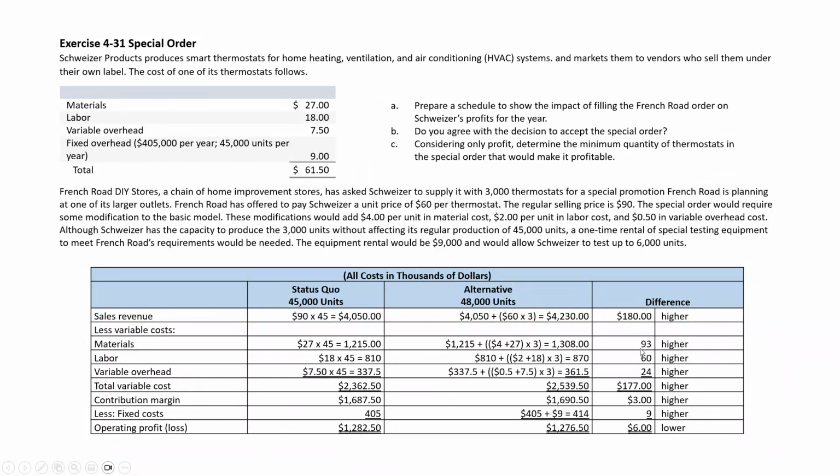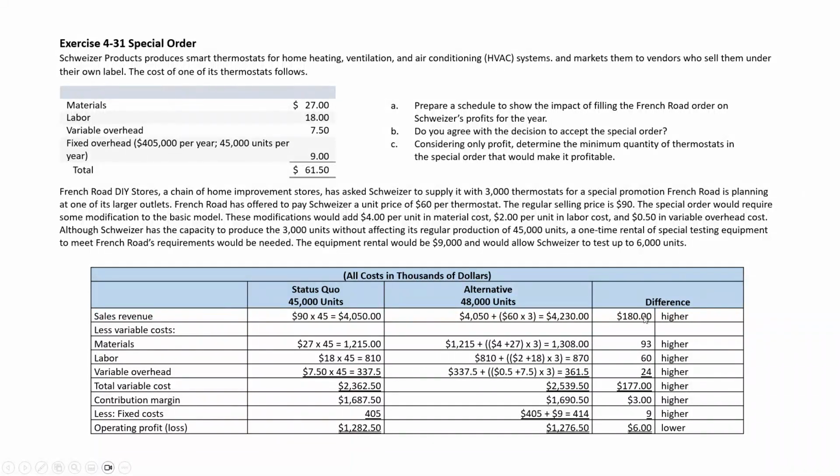So we can go through here and take a look and say our variable cost, materials is going to be $93 higher, labor is $60 higher, variable overhead is $24 higher. That would be a total of $177 additional dollars in variable cost.